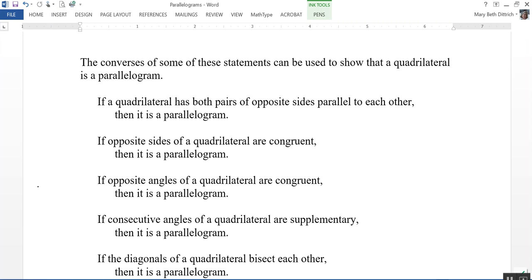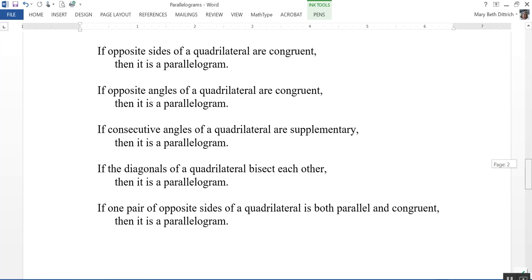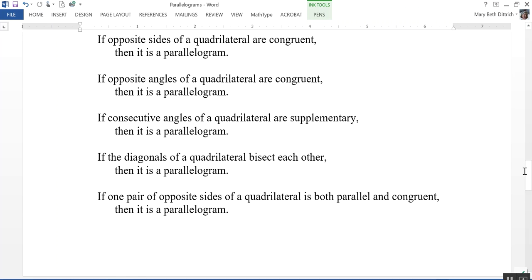If the consecutive angles of a quadrilateral are supplementary to each other, then that quadrilateral is a parallelogram. And if the diagonals of a quadrilateral bisect each other, then it is a parallelogram. Oh, one more. And if one pair of opposite sides of a quadrilateral is both parallel and congruent, then that quadrilateral is a parallelogram.